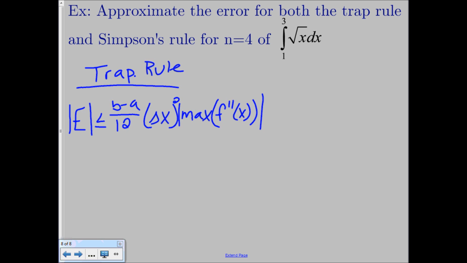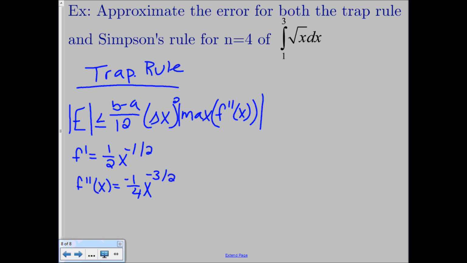So what we need to do now is find our first and second derivative. Our first derivative of the square root of x is just 1/2 x to the negative 1/2. So our second derivative, using the power rule, is going to be equal to negative 1/4 x to the negative 3/2. So on the interval from 1 to 3, the second derivative is always negative. So we're not going to have any critical values.